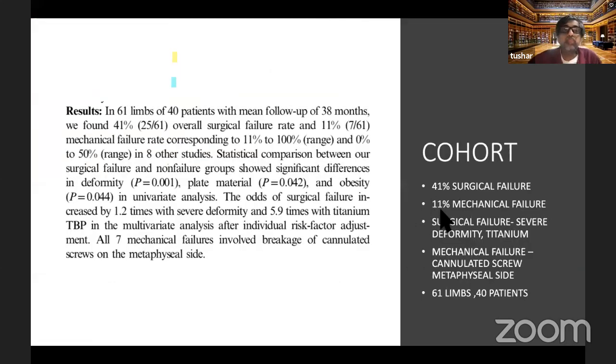So they studied a cohort of 40 patients with 61 limbs, which is very high for Blount's disease. So it's a good number of patients. I didn't find a similar number of patients in anybody else's study. And they had comparable rates of surgical failure as compared to the studies which they compared. They found a 41% overall surgical failure rate, of which 11% were mechanical failures. That means 11% were metal failure rates, and overall 41% of patients failed to correct.